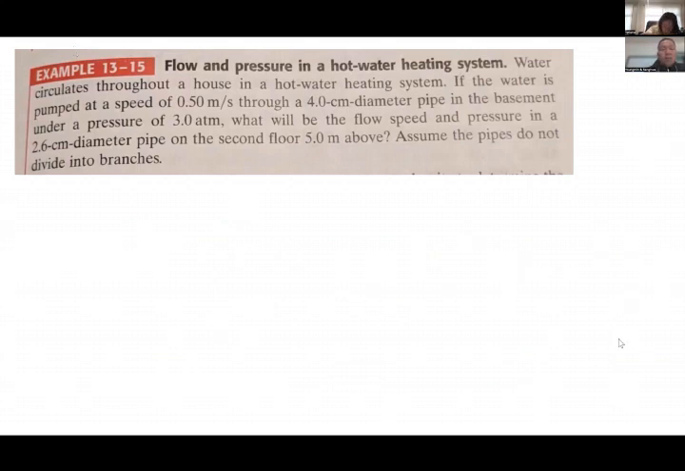So example 13-15, flow and pressure in a hot water heating system. Water circulates throughout a house in a hot water heating system. If the water is pumped at a speed of 0.5 meter per second through a 4 centimeter diameter pipe in the basement at a pressure of 3 atm, what will be the flow speed and the pressure in a 2.6 centimeter diameter pipe on the second floor 5 meters above? Assume the pipe does not divide into branches.